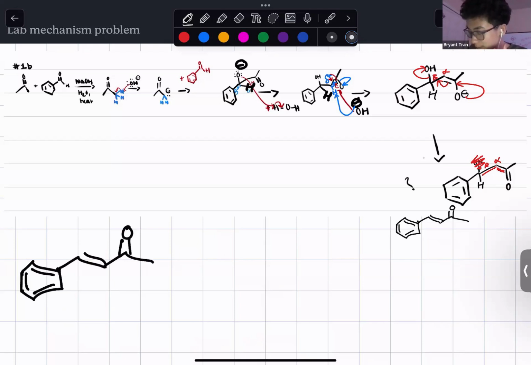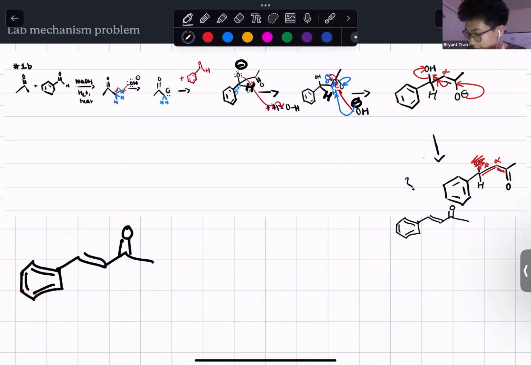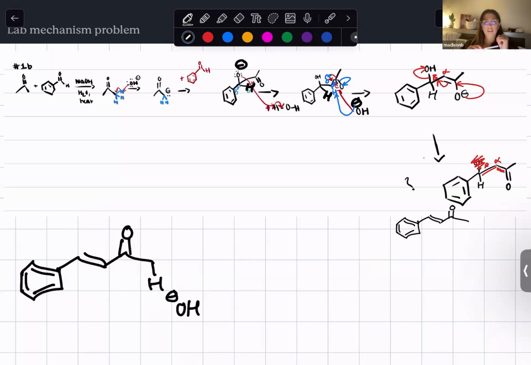So let's say we have this alpha beta unsaturated carbonyl, and an OH minus is floating around. What would this OH minus do to this whole molecule here? If we want to do this mechanism one more time, let's say. OH minus, it's gonna want to attack one of the alpha hydrogens, which would be the hydrogen that is alpha to the carbonyl.